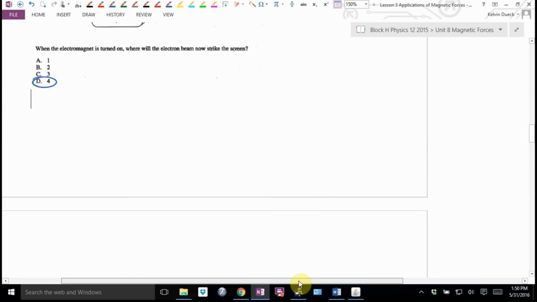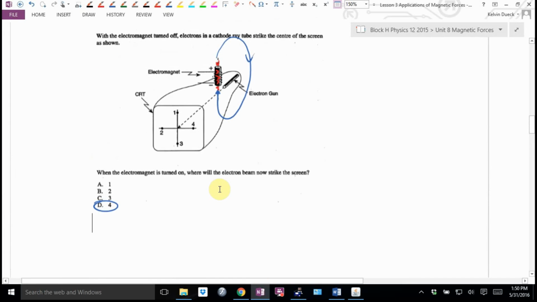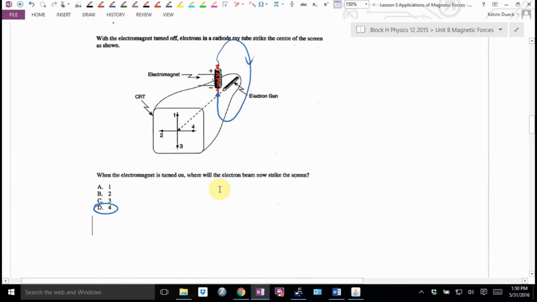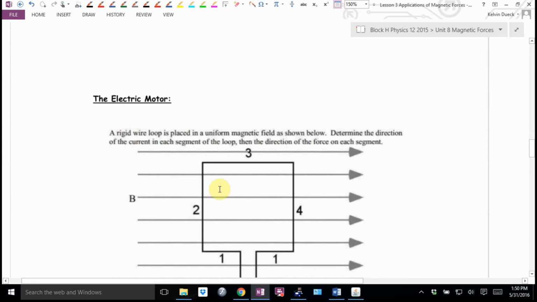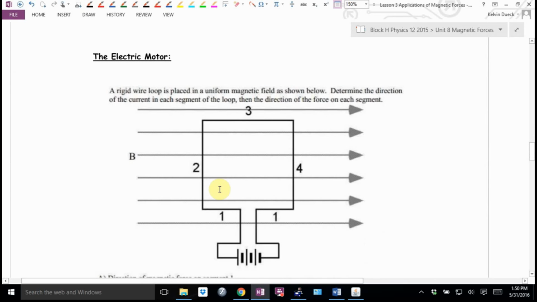Okay. So application number 1, cathode ray tubes. There's going to be a multiple choice question on your test for a cathode ray tube. Either I'm going to tell you which way it's deflected and ask what the magnetic field direction is, or I'll make you figure out the magnetic field direction and ask which way it would get deflected, something like that. The cooler application is the electric motor. It's the electric motor.